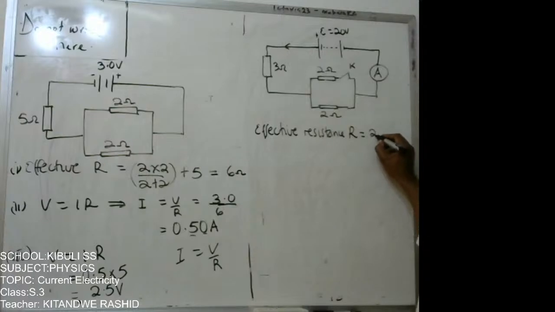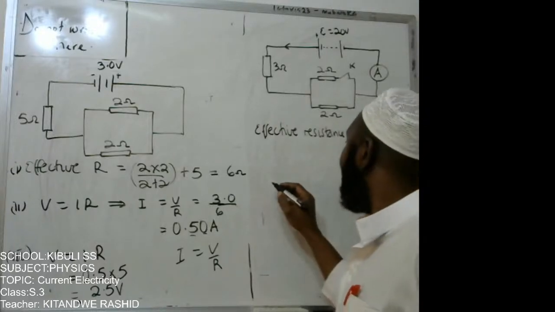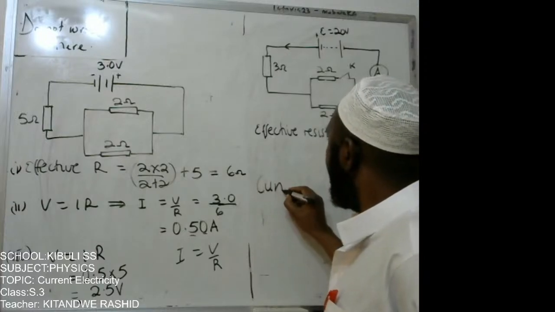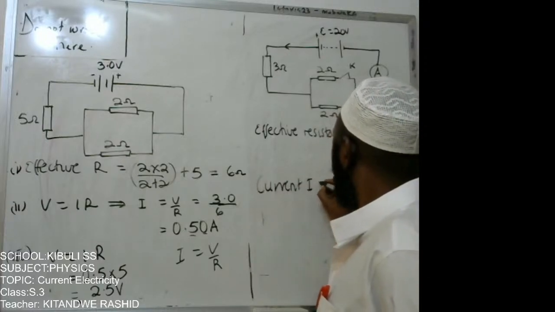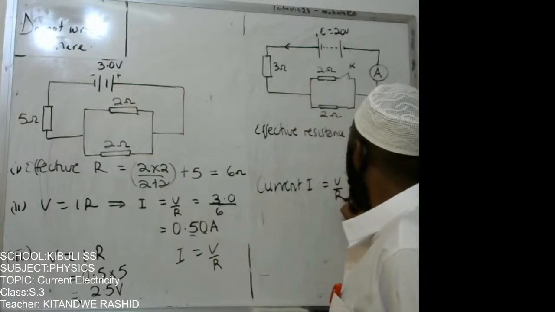Product over sum, which is now going to be in series with the 3. So 2, this is going to be 4 out of 4 plus 1, meaning 1 plus 3, which is 4 ohms. So after getting effective resistance, you can now find current. Current I is equal to V over R.